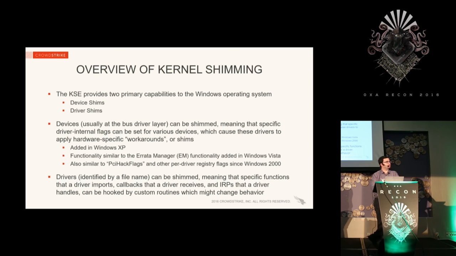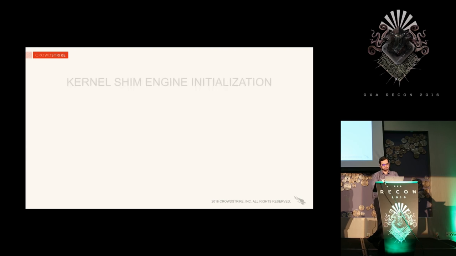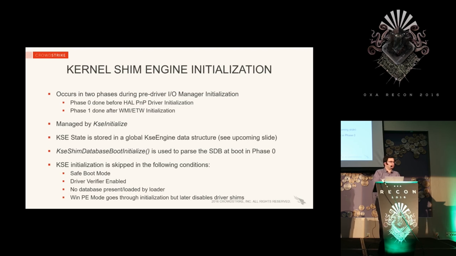And a driver shim is basically a file name, a path to a driver that you would like to hook its imports, its callbacks, or its IRP handlers. So it does both driver shimming and device shimming. Basically, during the initialization, this thing initializes in kind of two phases.